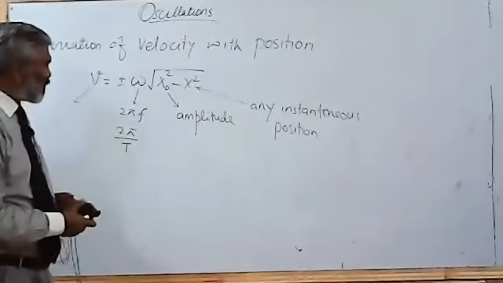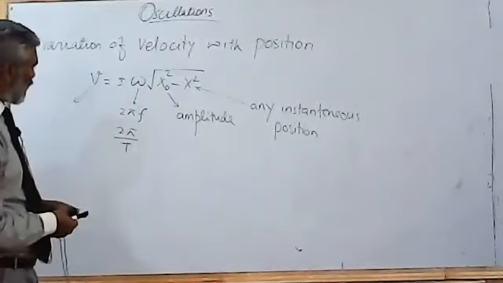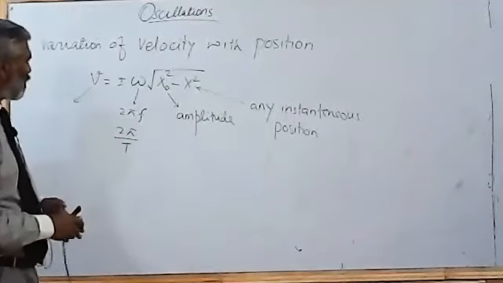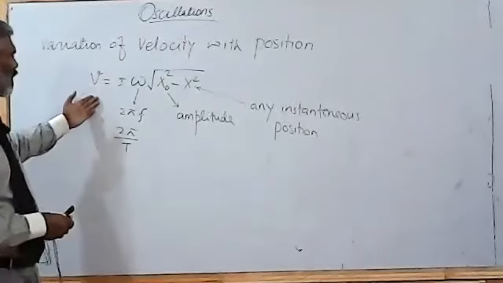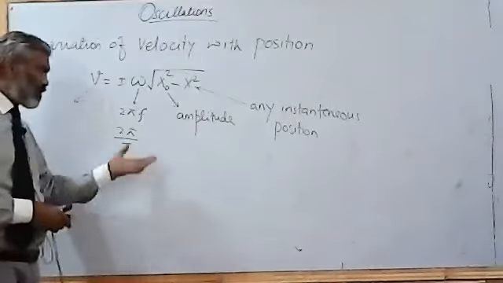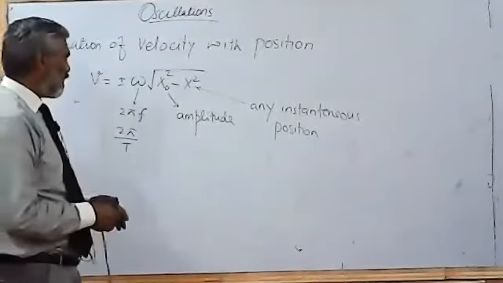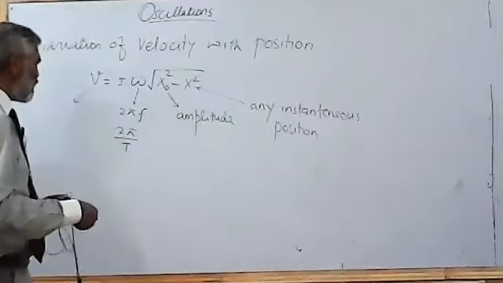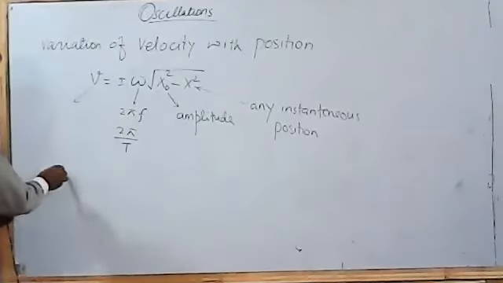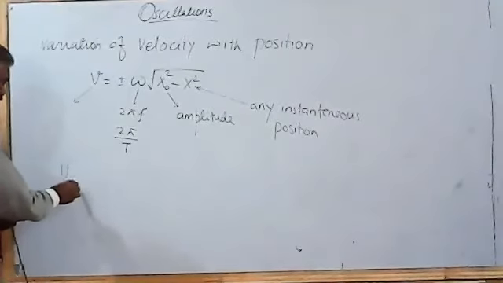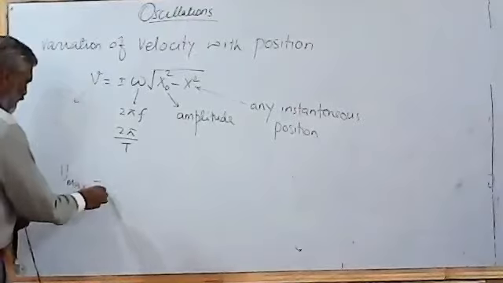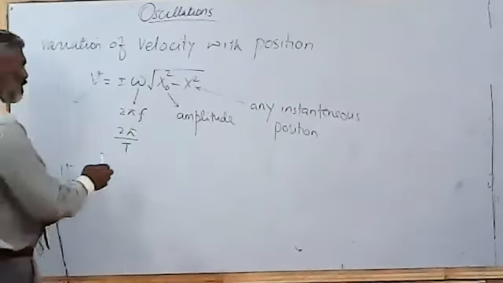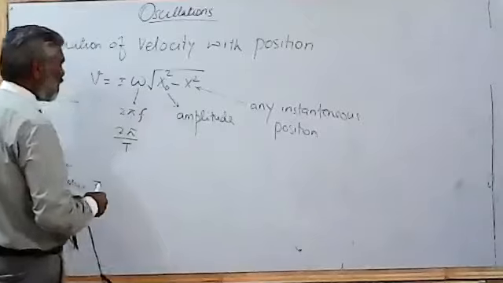So there may be situations in which they ask you to calculate the maximum velocity or the velocity at any position x. Let's first see what the maximum velocity is from this expression. Clearly, maximum velocity is at the mean position. And at the mean position, the value of x is taken 0.